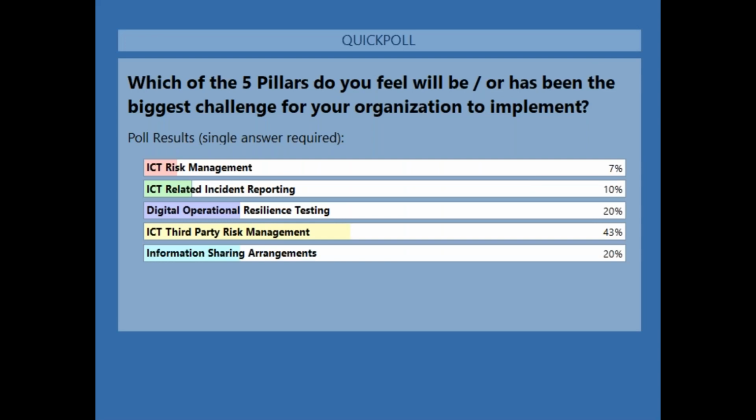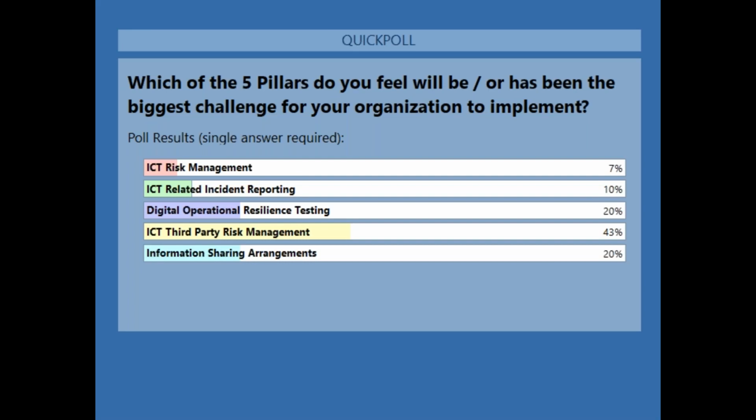So this is interesting. I would have guessed that third-party risk management would be the most difficult piece, because some people don't even know who their third parties are. We see this all the time with supply chain risk. That's the biggest risk: companies don't even know who their third and fourth layer suppliers are. But I'm also curious that the information sharing arrangements got 20%, where I would have thought that the testing would actually be lower. So it's kind of interesting.